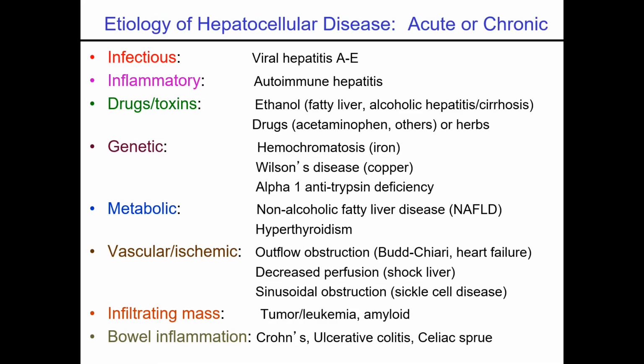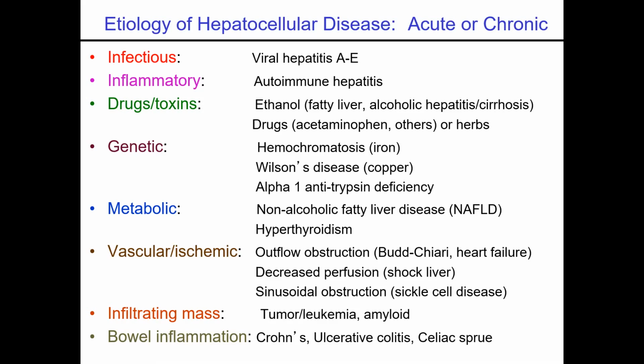Problems involving the liver can also include your vascular supply, including ischemic problems. This can include Budd-Chiari syndrome and heart failure, which are due to obstruction of outflow of the venous system in the liver. You could have decreased perfusion due to shock, and you could also have sinusoidal obstruction, for example, sickle cell disease, where there is elevated destruction of your red blood cells that can obstruct your sinusoids. So this can lead to ischemia.